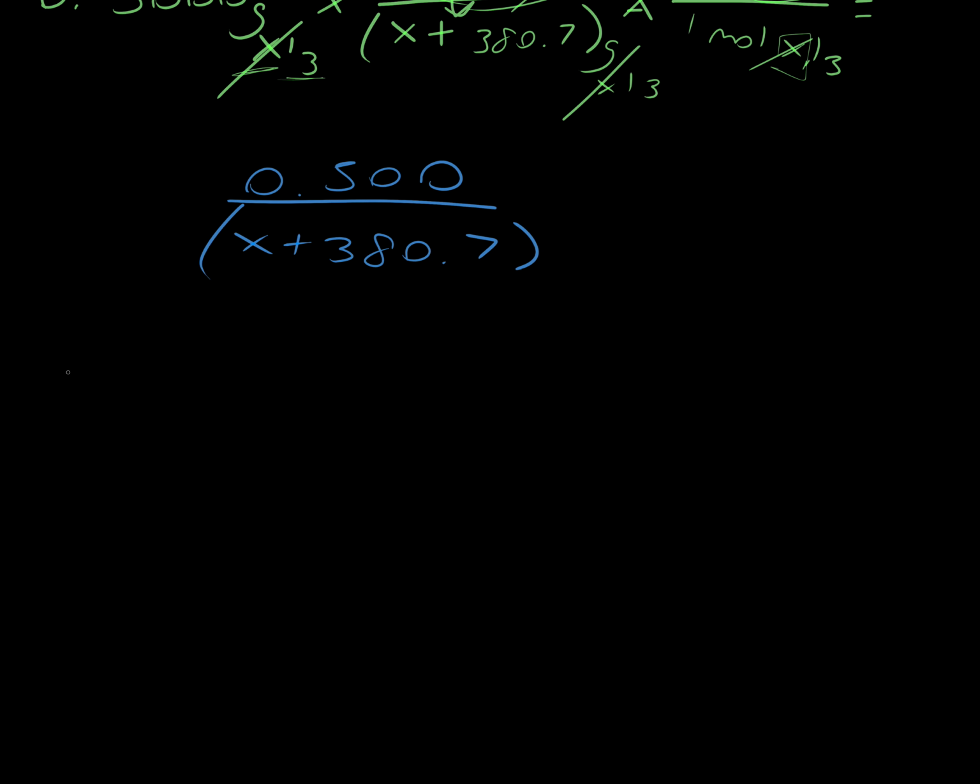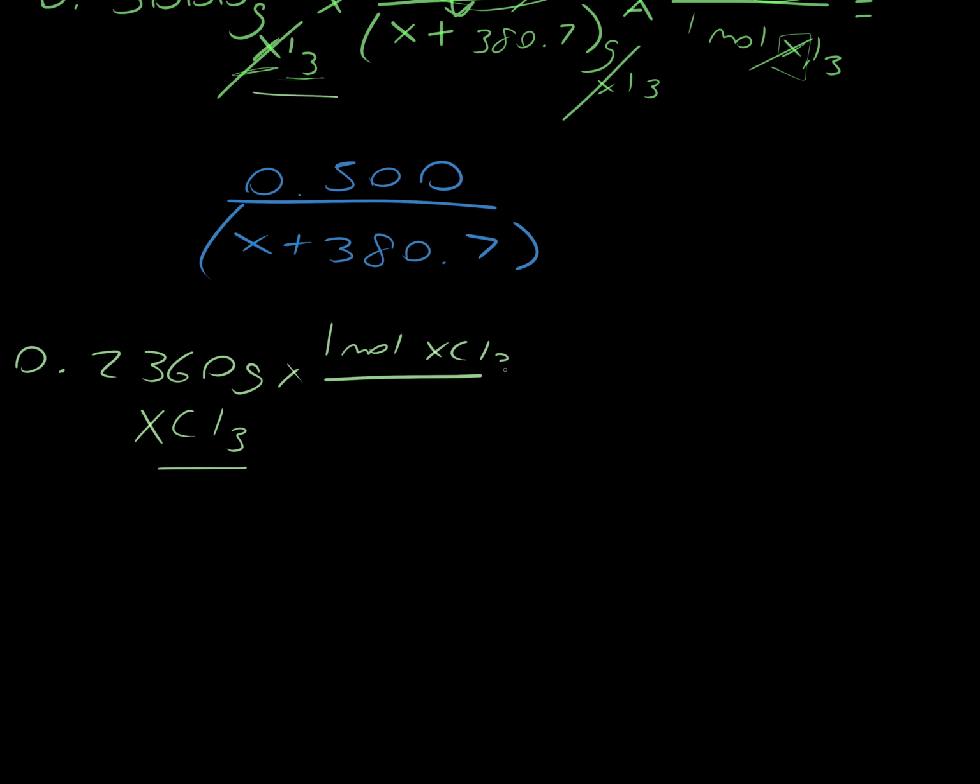In this one, we're going with the XCl3. We did the XI3, and now we're doing the XCl3. We know that we have 0.2360 grams of it, and we want to find the amount of that in moles, and we already know how to do that. We're going to do 1 mole of the XCl3 on the top, because that's what we want to find. And on the bottom, we want to cancel out the grams.